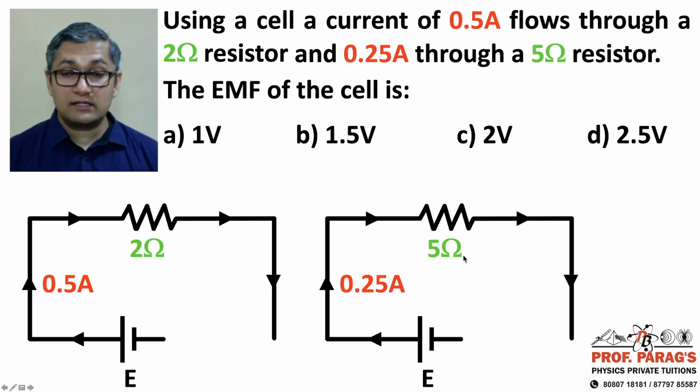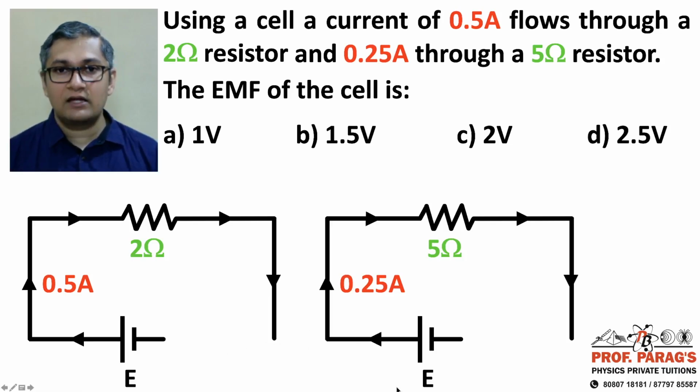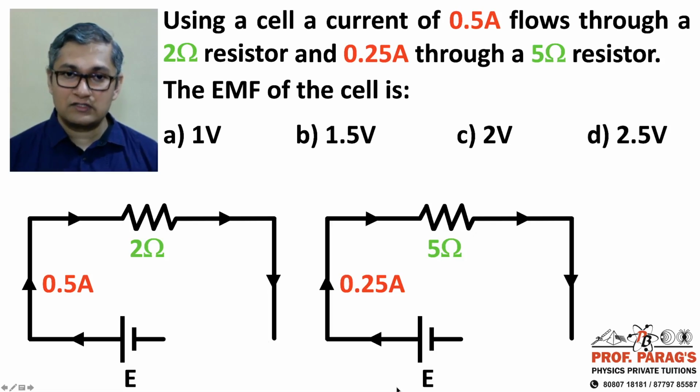But if I look at this circuit, 5 into 0.25, which is 1 by 4, so 5 by 4 gives me 1.25 volts. So in the first circuit I am getting the EMF as 1 volt, and in the second circuit, which uses the same cell, I am getting an EMF of 1.25 volts. Obviously there's something wrong.